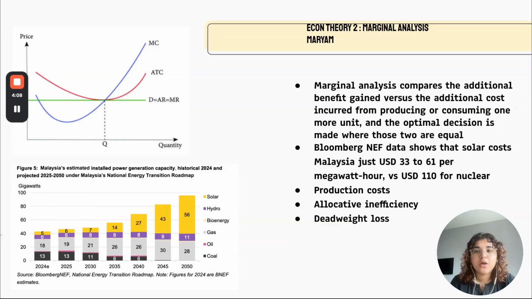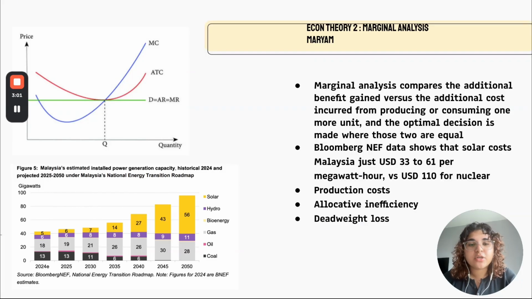Now, why is this? Well, it's because solar power already satisfies a large portion of that same benefit while being cheaper. Bloomberg NEF data shows that solar costs Malaysia just 33 US dollars to 61 per megawatt hour versus $110 for nuclear power. Each additional ringgit going to nuclear is buying a decreasing net benefit because alternatives are already filling up that gap. And to add on, the marginal costs continue to rise with construction overruns, financial charges, and even a decade-long wait until any actual electricity is produced.